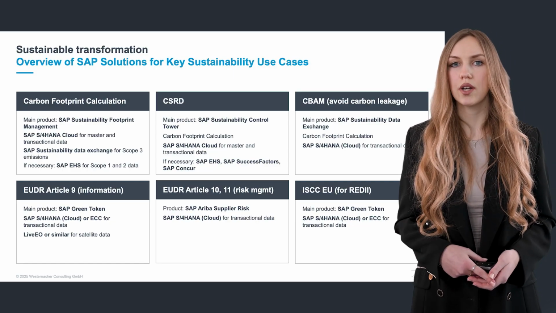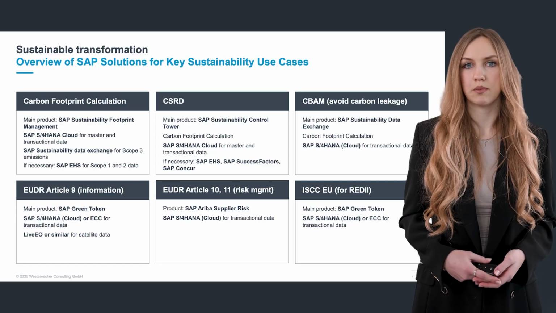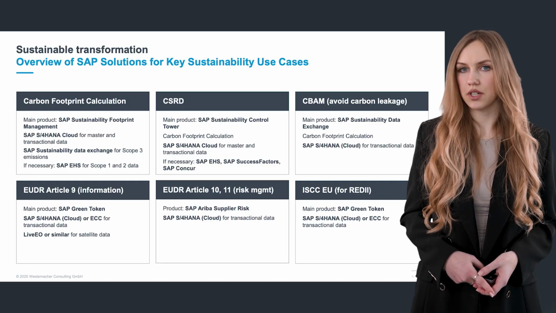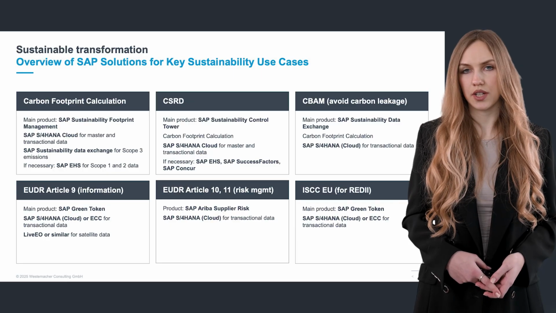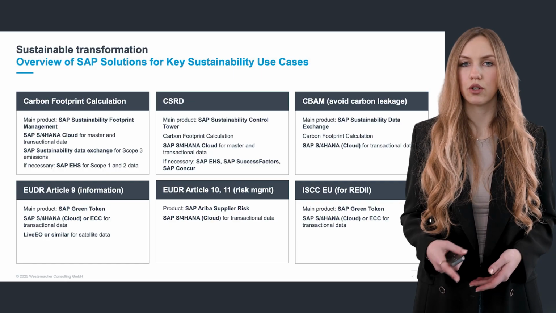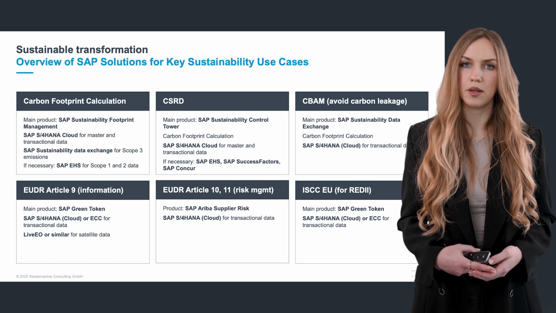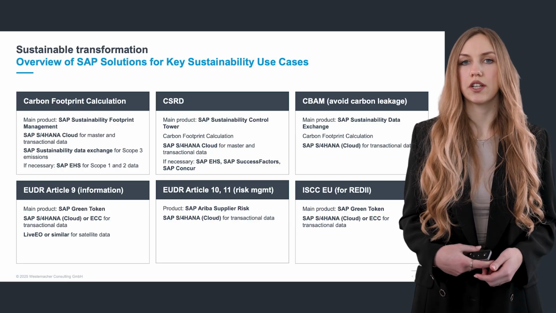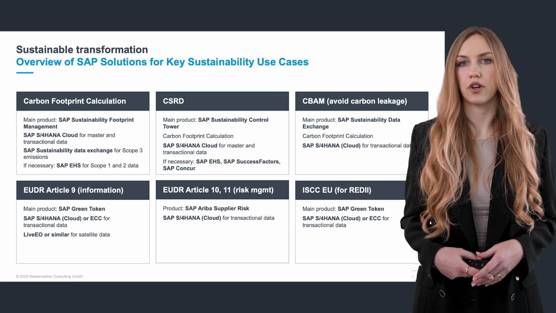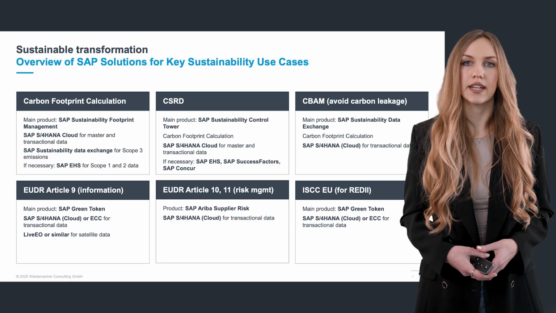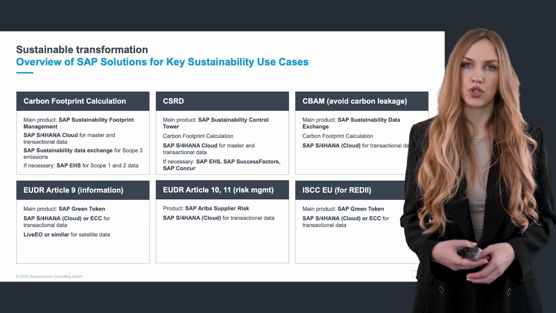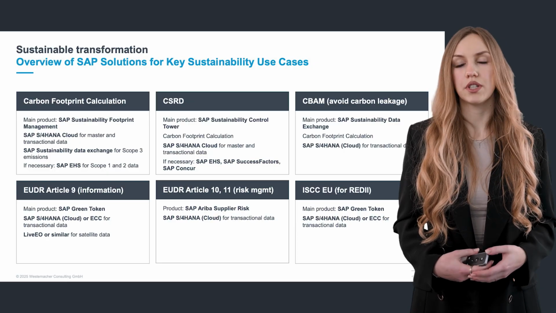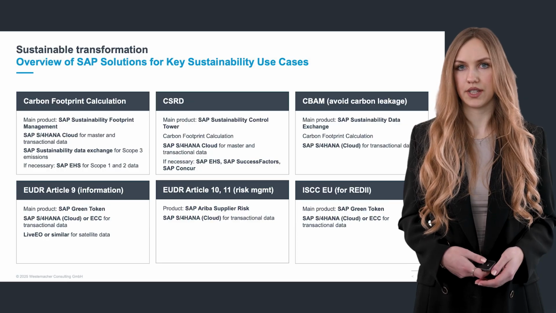And then we have the other part about EUDR, which is all about risk management. And the related product here is SAP Ariba Supplier Risk. And you also need an S/4HANA or S/4HANA Cloud system for the transactional data. Don't be confused. I won't go into detail on SAP Ariba Supplier Risk today because it's officially not part of the sustainability landscape. But keep in mind, if you want to tackle EUDR, you also have to consider this risk management part. And then we have the certification ISCC EU, which is to tackle the RED II regulation. And the main product also here is SAP Green Token. And you also need an S/4HANA Cloud system or an ECC for the transactional data here.